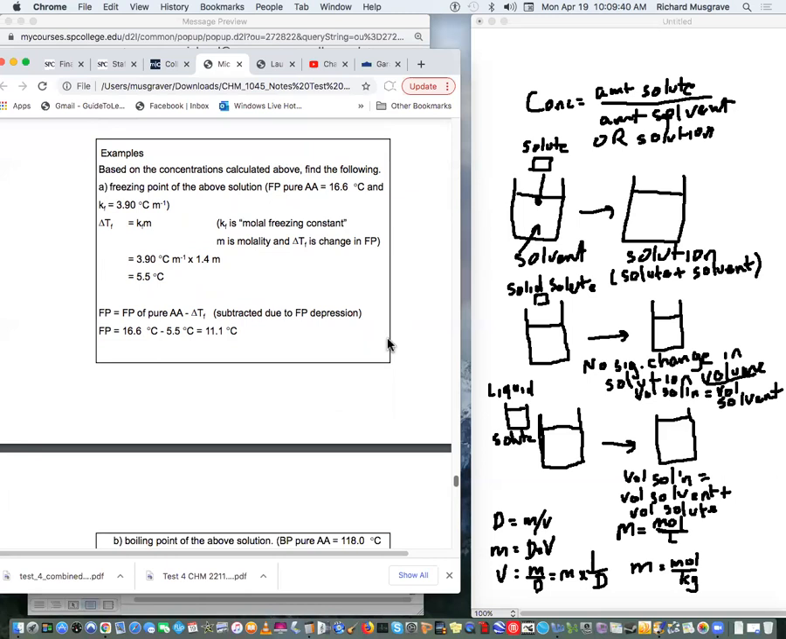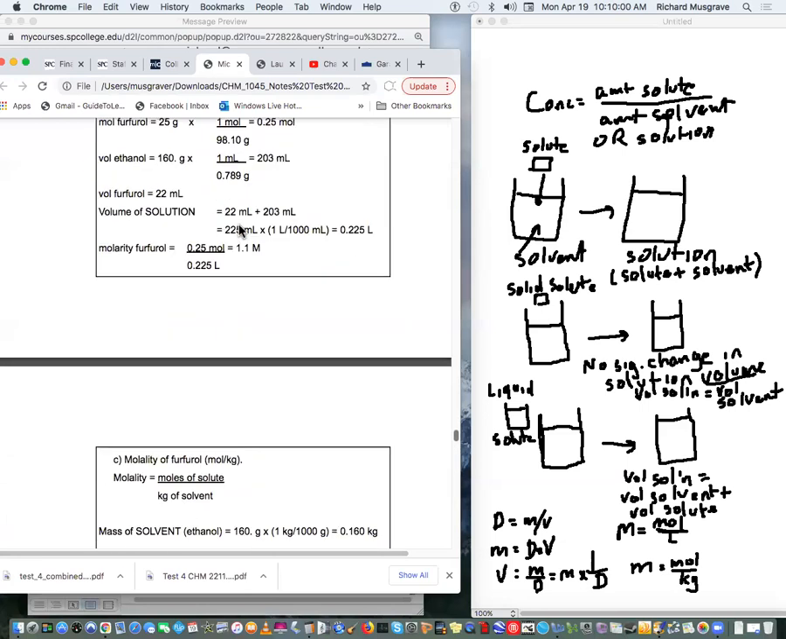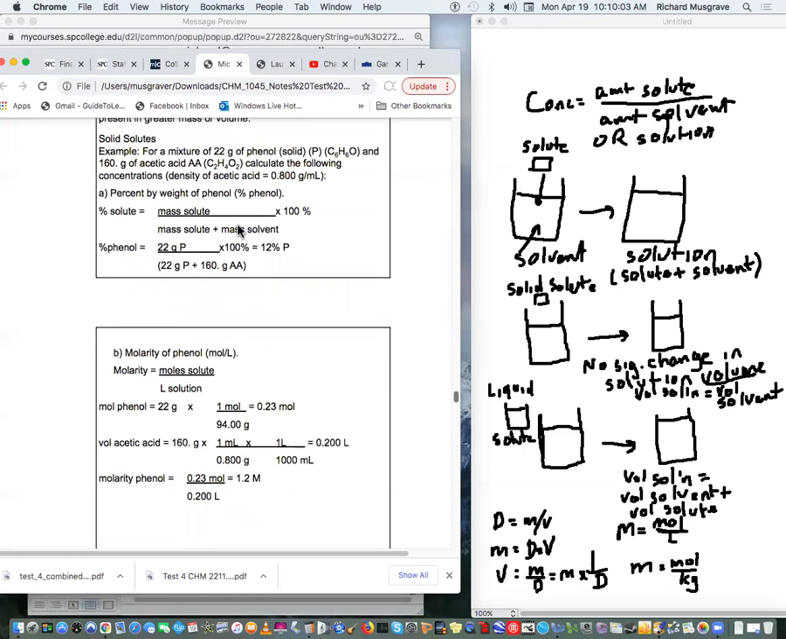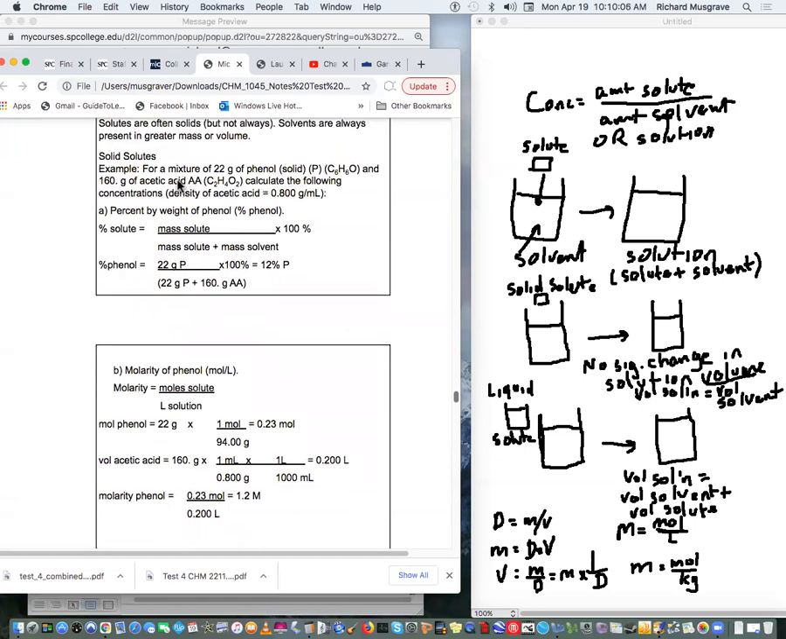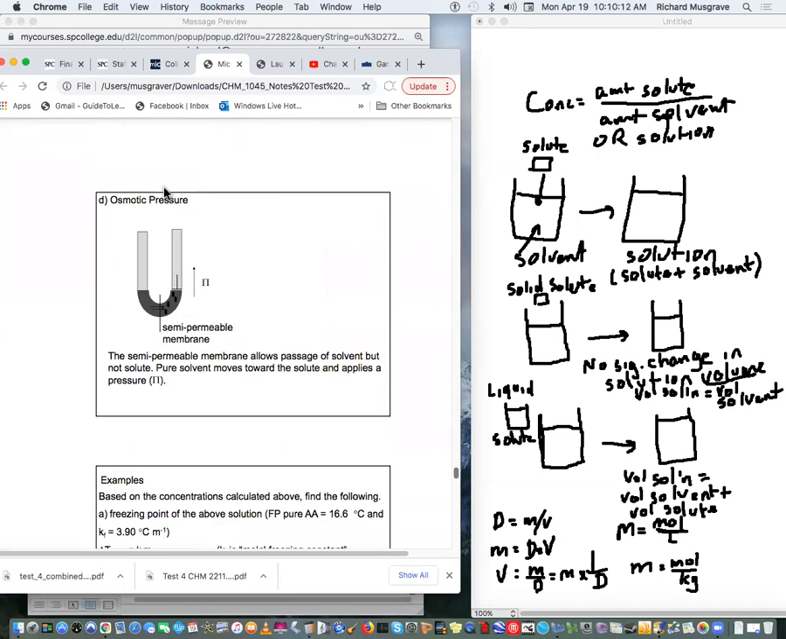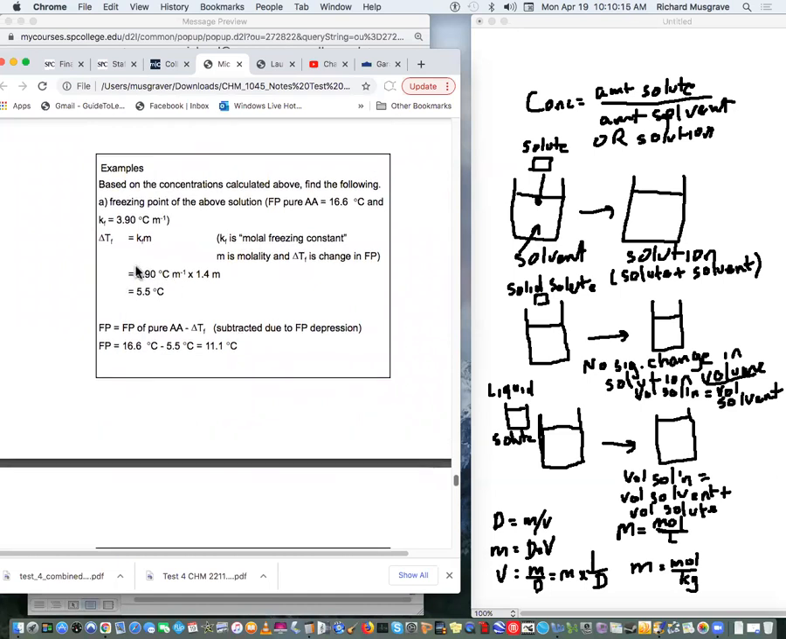But we can take this a step further, and we can actually do calculations that are based on the concentrations that we found earlier, or the concentration units we were just looking at. So for example, if you wanted to find the freezing point of the above solution, the phenol in the acetic acid, so we're looking for what happens to that. Now to get that, we need to find the delta TF.